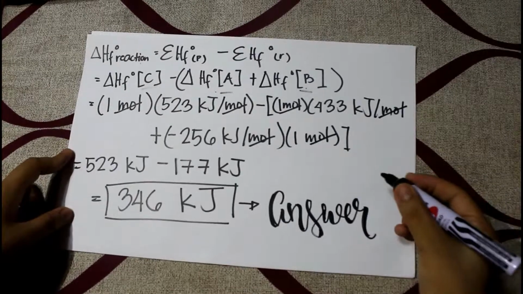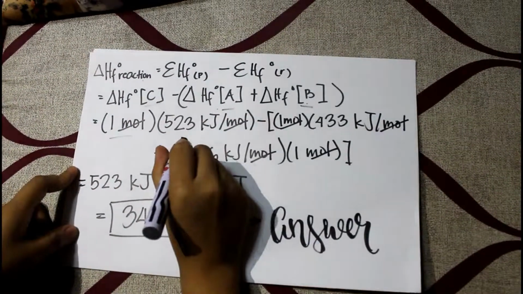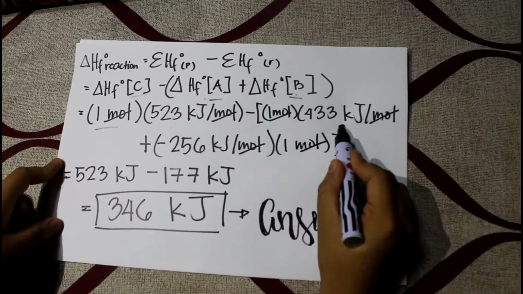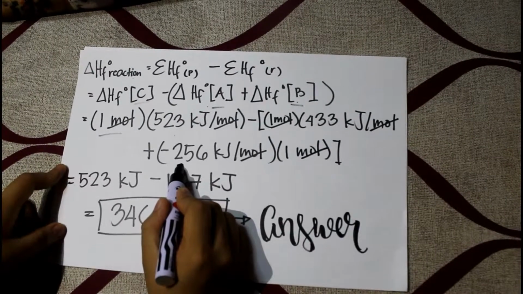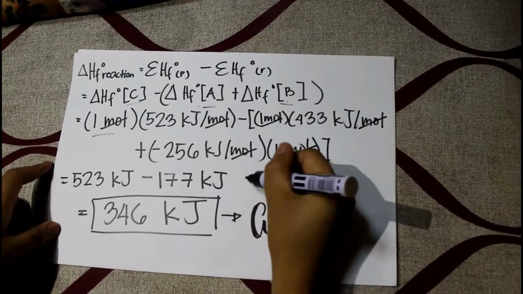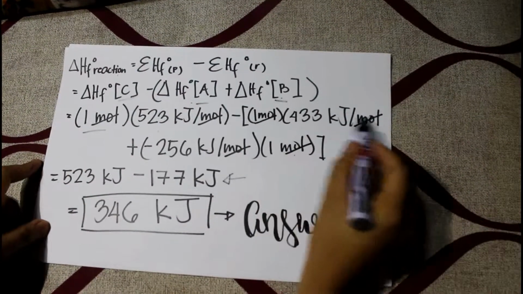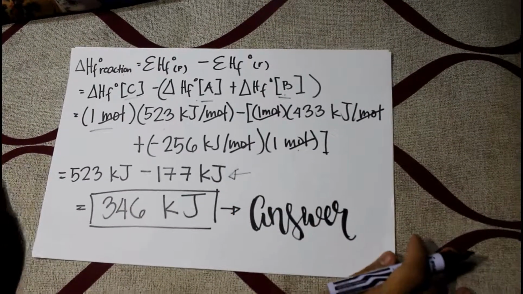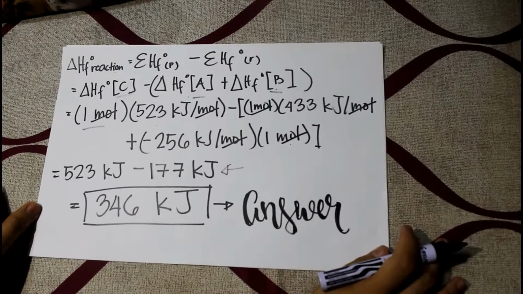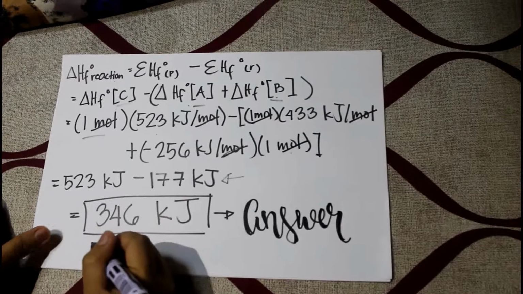Delta H reaction is equal to 1 mole times 523 kilojoules per mole minus 1 mole times 433 kilojoules per mole plus 1 mole times negative 256 kilojoules per mole. Because there is 1 mole each of A, B, and C, the standard enthalpy of formation of each reactant and product is multiplied by 1 mole, which eliminates the mole denominator. Delta H reaction is equal to 346 kilojoules.